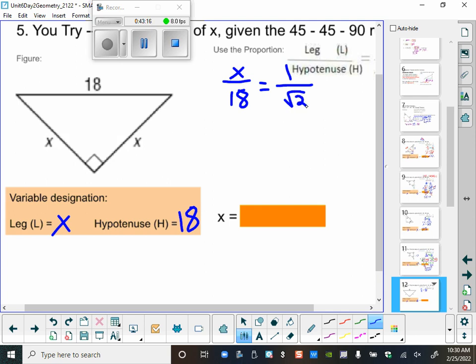Now, just like before, what do we need to do? Cross multiply. It's a crisscross applesauce deal. What's 1 times 18? 18. And then what's x times square root of 2? Well, do we do anything with this thing now? Not yet. All right, good.